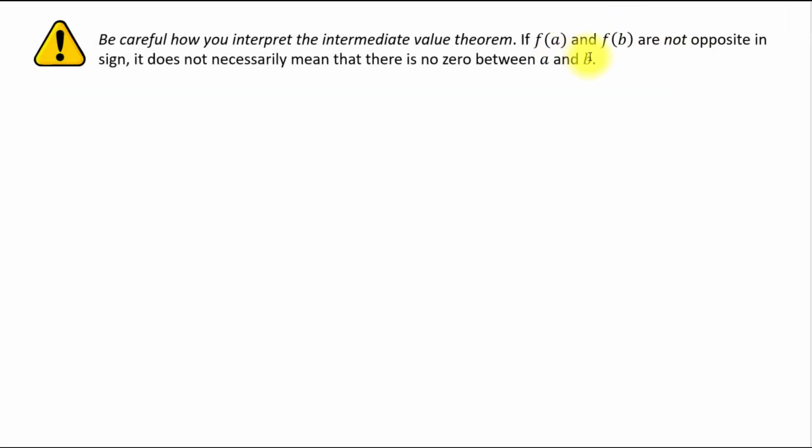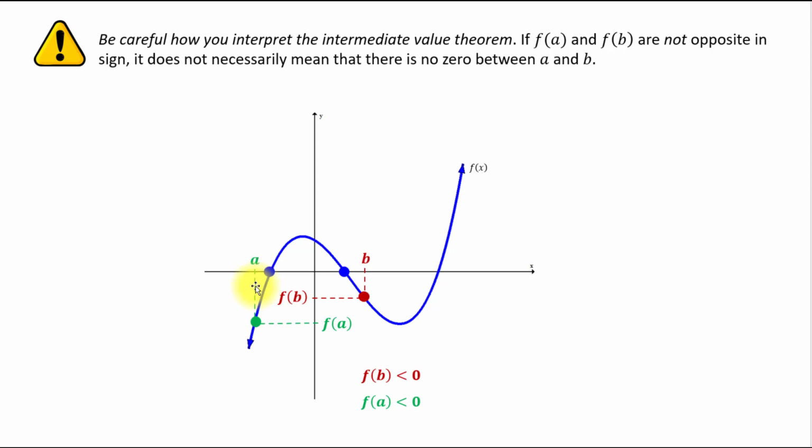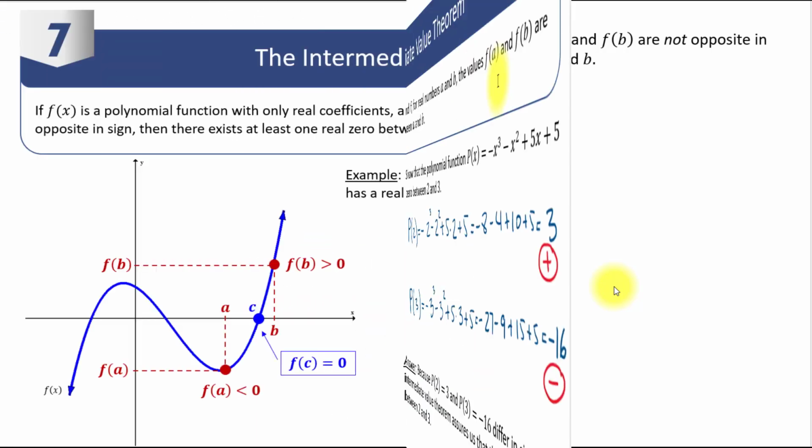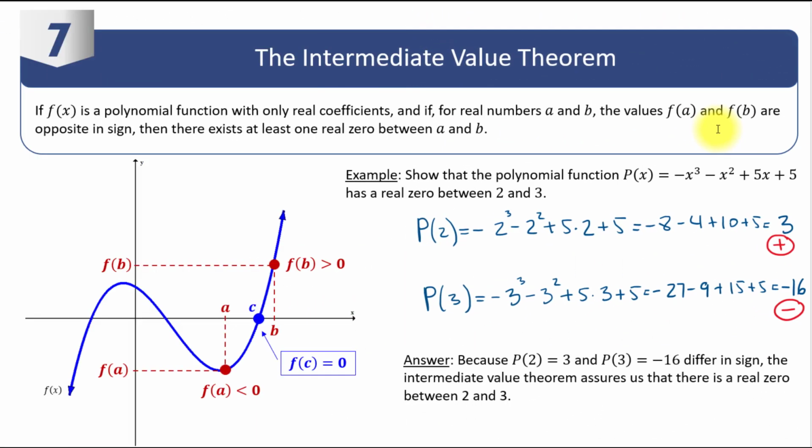If we know that f of a and f of b are not opposite in sign, this does not necessarily mean that there is no zero between a and b. Let me illustrate that. Here's an example where at a, the function value is negative, and at b, the function value is negative. However, we can clearly see 2 zeros between a and b. So that means that the intermediate value theorem should be used and apply exactly the way it's written. If function values differ in sign, well, this guarantees that there will be at least one real zero. And for all other cases, the intermediate value theorem does not provide any conclusions.